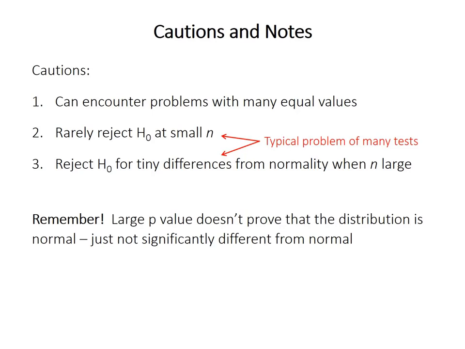Also, make sure to remember that a large p-value, greater than 0.05, only means that you are unable to reject the null hypothesis. It doesn't prove that the distribution is normal. In fact, technically, with this type of statistical testing, you can never prove that you have a normal distribution, just that it's not significantly different from normal.